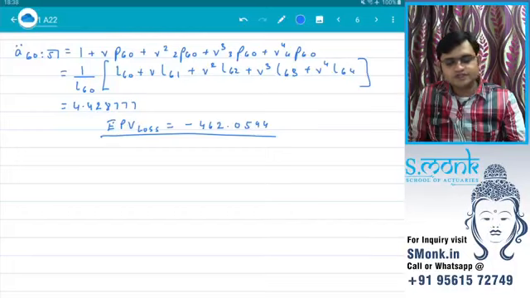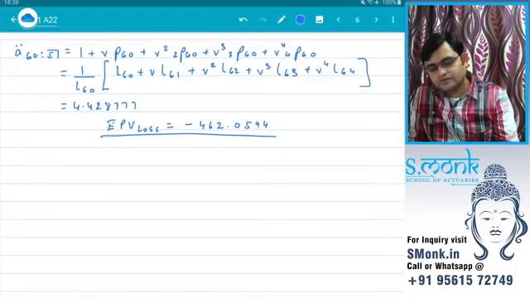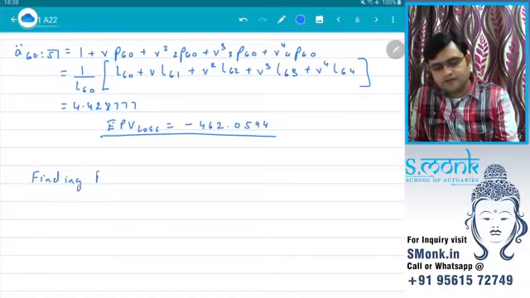Now, using this method, we have another way of finding some probabilities, some premiums. We'll say finding premium using probabilities.